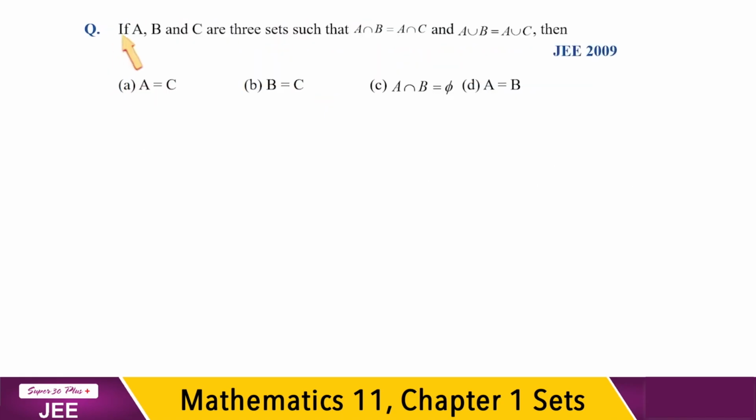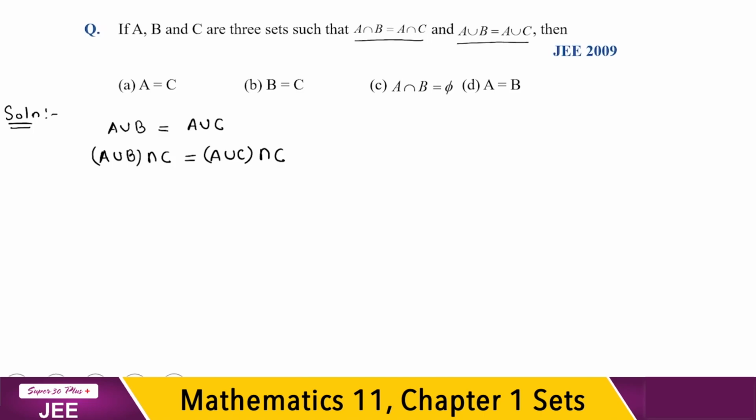Next question says, if A, B and C are three sets such that A intersection B equals A intersection C and A union B equals A union C, then which of the following is correct? So let's begin with the solution part. Since we have been given that A union B equals A union C, now we can apply intersection C to both the sides in order to get A union B intersection C equals A union C intersection C.